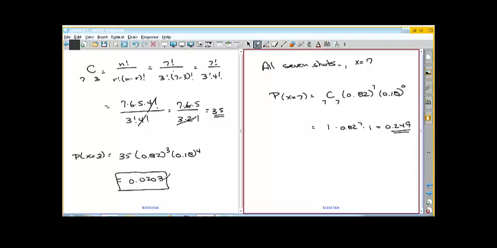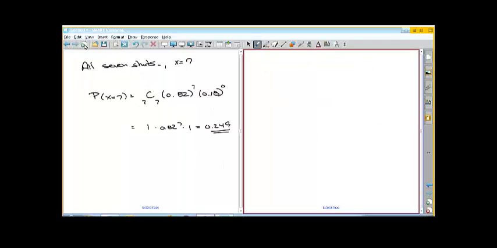So for an 82% free throw shooter, it's much more likely for them to make 7 out of 7 than it is for them to only make 3 out of 7, because this number is much bigger than that. So that's how free throws work.